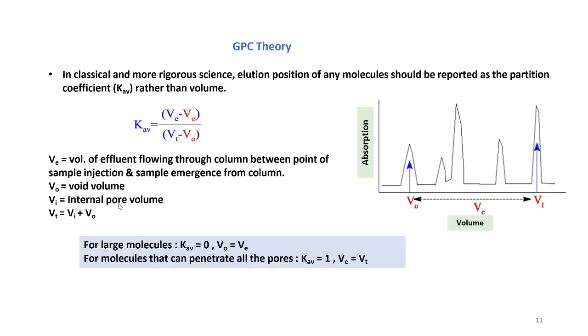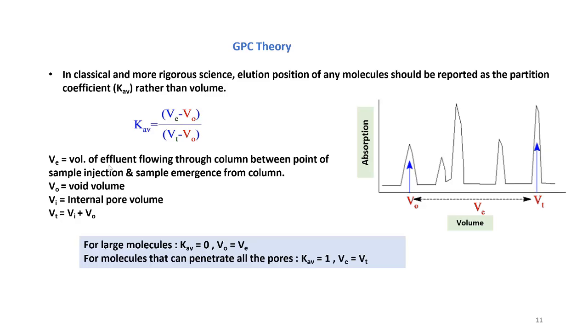Then, in classical science, the elution position of any molecule should be reported as the partition coefficient rather than its volume. So here we also calculate the partition coefficient. It is defined with this formula: (V minus V0) divided by (Vt minus V0). V is the volume of effluent flowing through the column between the point of sample injection and the sample emergence, so the starting of the column and the ending of the column. This is the volume of effluent which is flowing.